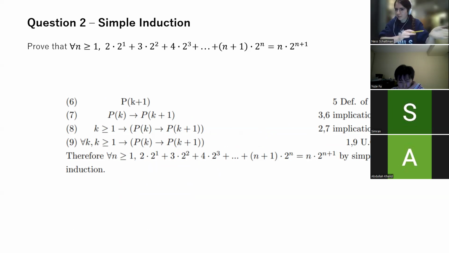We've proven our base cases. We've proven this arbitrary implication. So by induction, again, we've proven that this holds for all natural numbers greater than or equal to 1, all positive integers. So that's the proof. Any more questions?